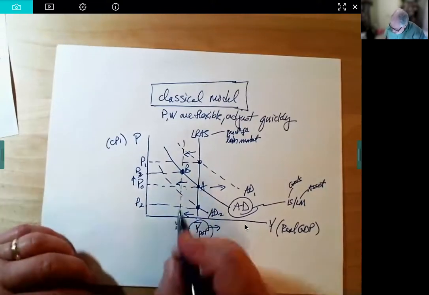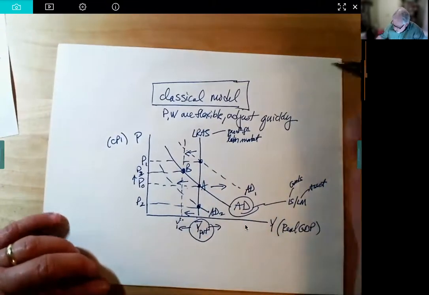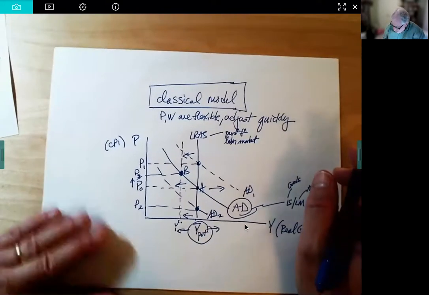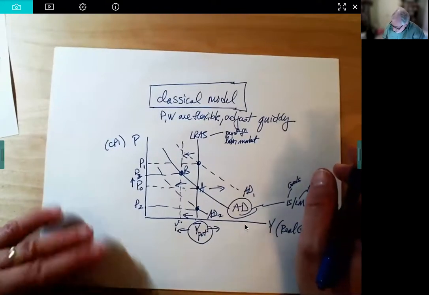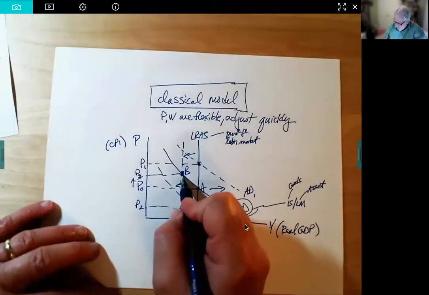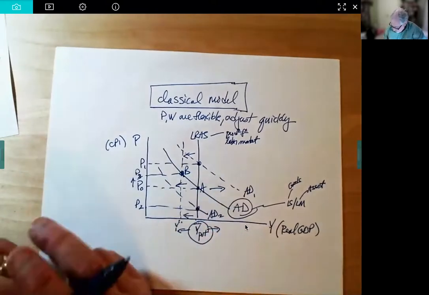And as real GDP goes down, that's going to cause a shift in the IS curve. It's going to cause the real interest rate to go up. And in that case, we'll be back at a new level of full employment, which is lower than what it was before.